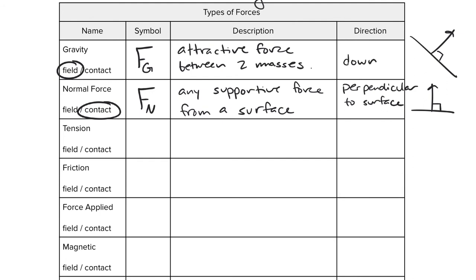Our next force is a little bit easier. That one's tension. Tension comes from a rope or a chain or something that's pulling, and it has to be attached to the object.